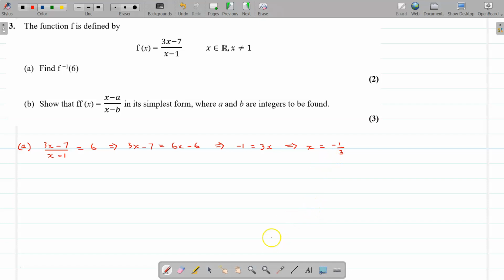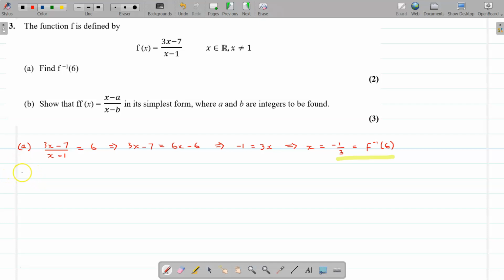Okay, and that's it. And I'll just confirm it by stating at the end that that is the same as f to the minus 1 of 6, because I hadn't actually stated that explicitly here, but it was implied in what I'd done. So I just underline that last part to show that I've answered the question there. And then I have to show that f f of x equals that. So I know that if I do my algebra carefully, it's going to look something like that. So let's see how we would go about that.